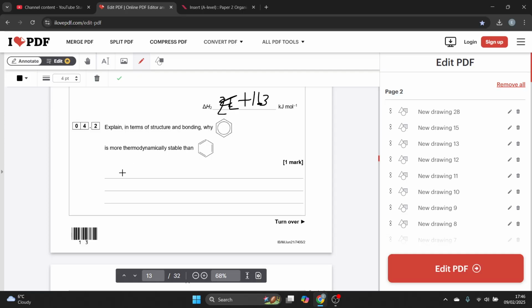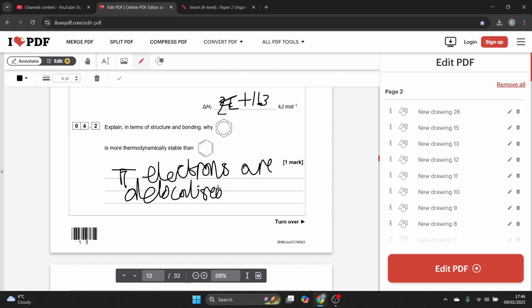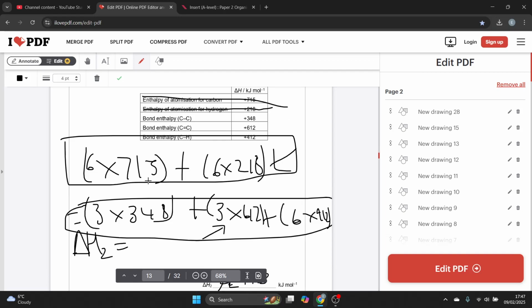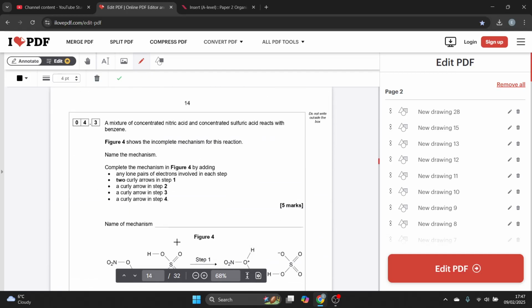The pi electrons are delocalized. So find out that, and bigger number minus small number to find delta H of 2. Name of the mechanism: electrophilic substitution.